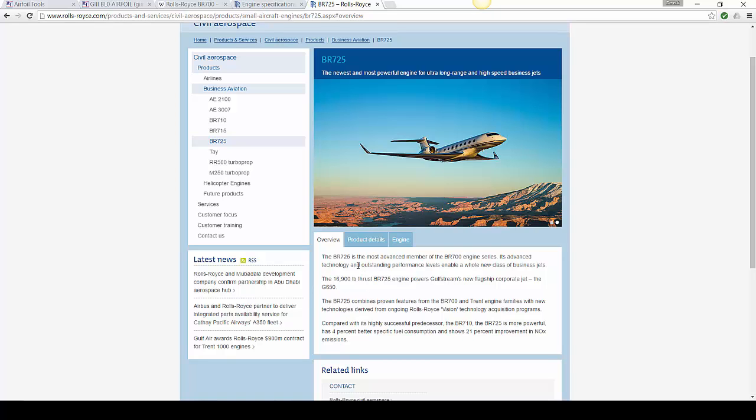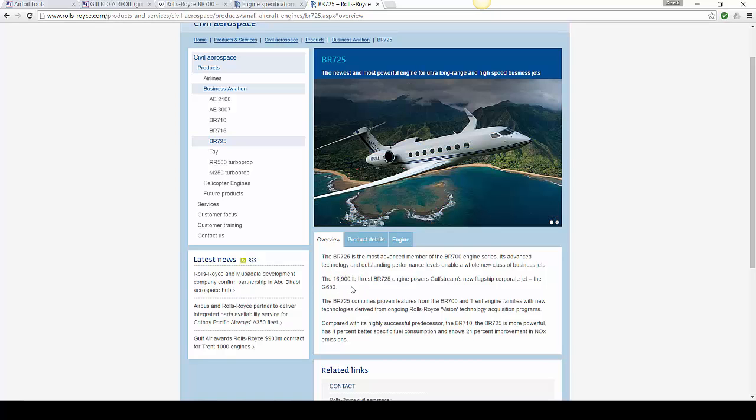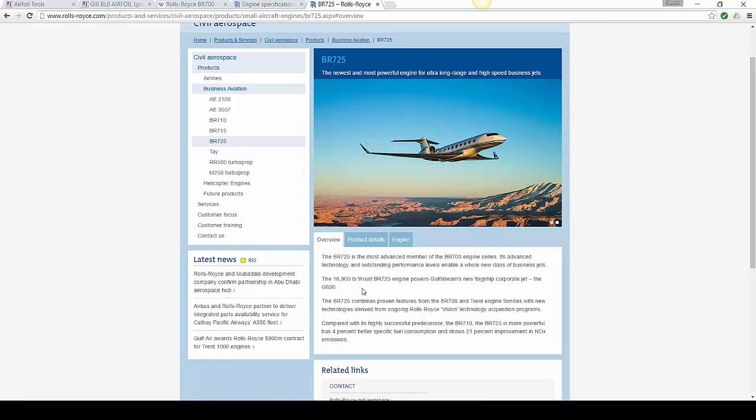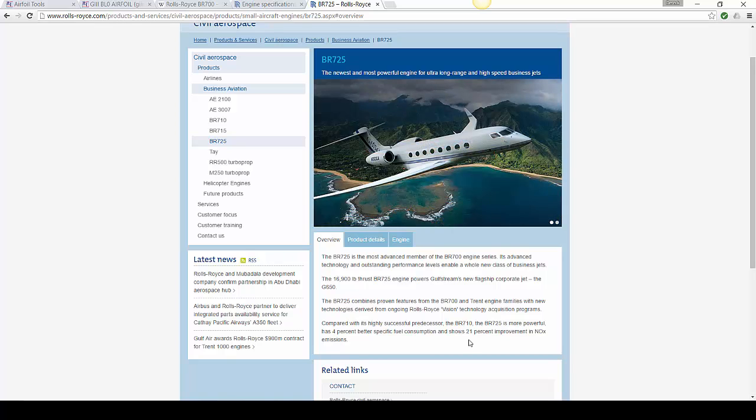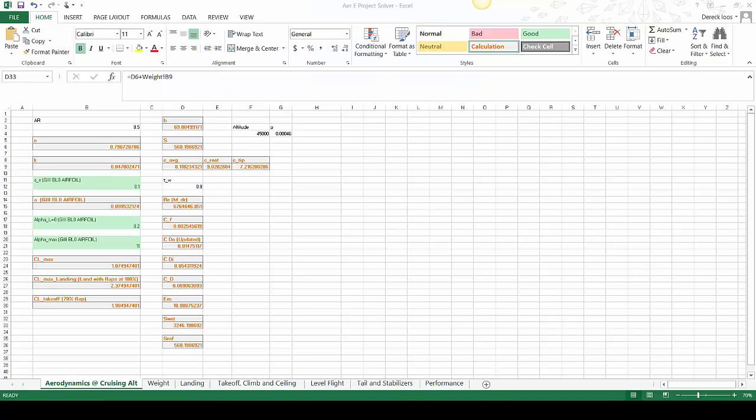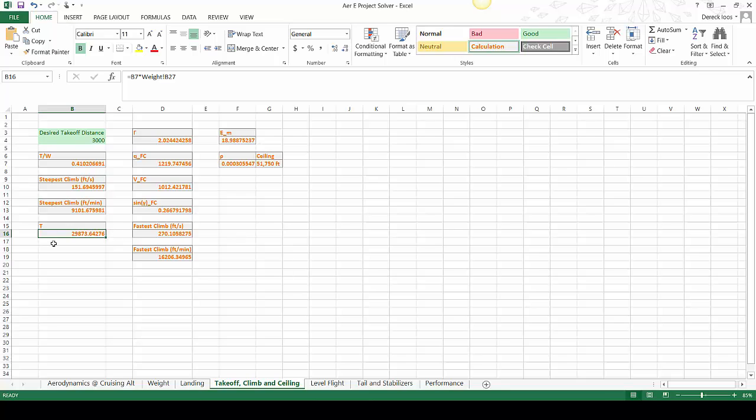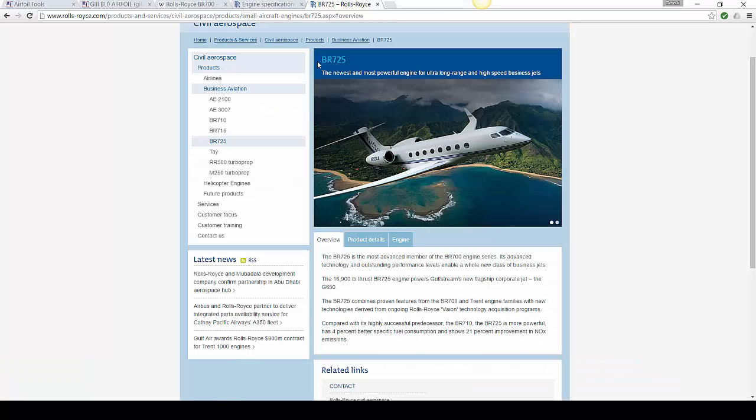As you can see here, it has 16,900 pounds of thrust per engine, which totaled would be 33,800 pounds of thrust with the 2 engines. This definitely exceeds my necessary thrust. As you can see right here, all I needed was 29,873 pounds.